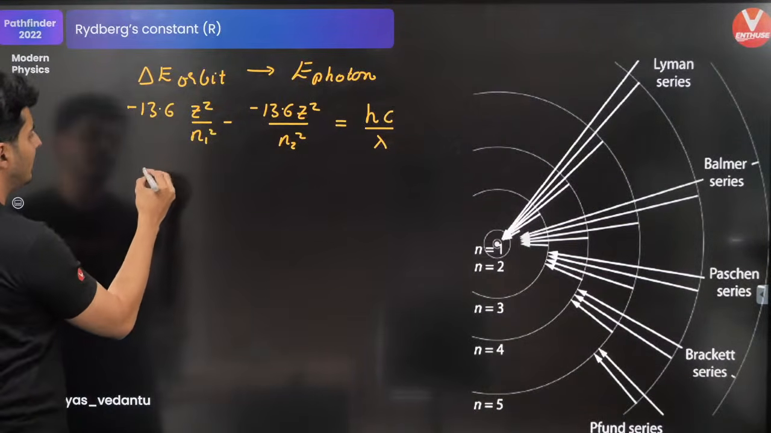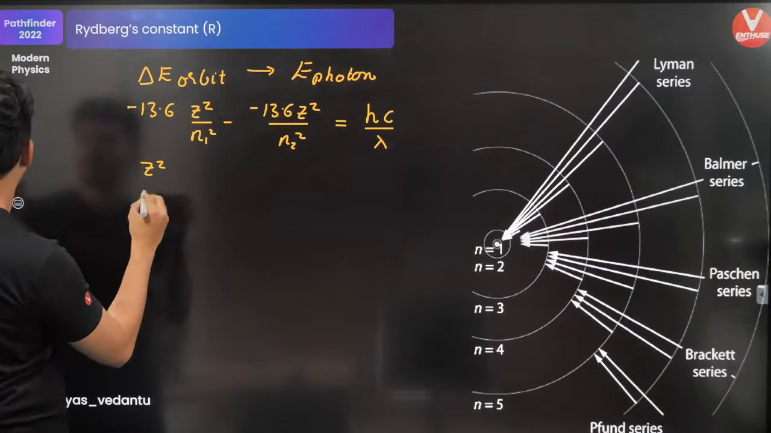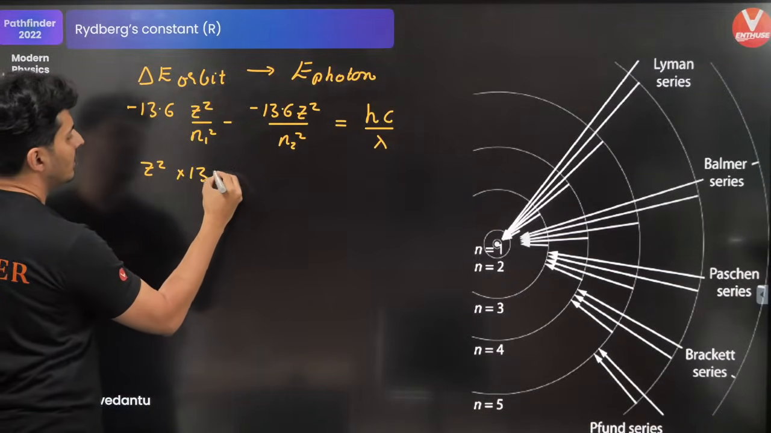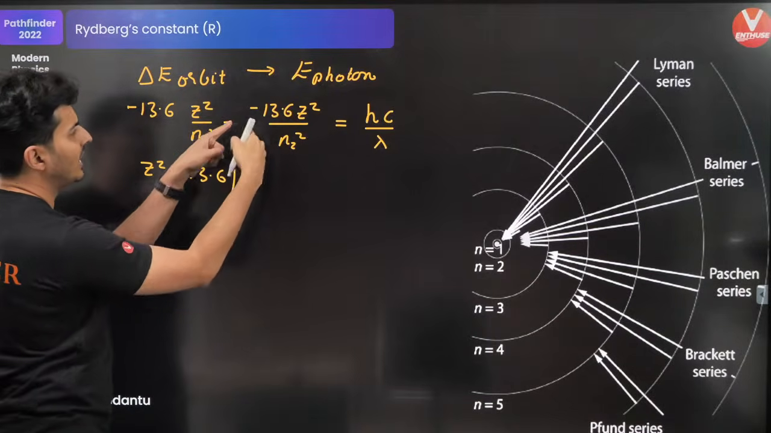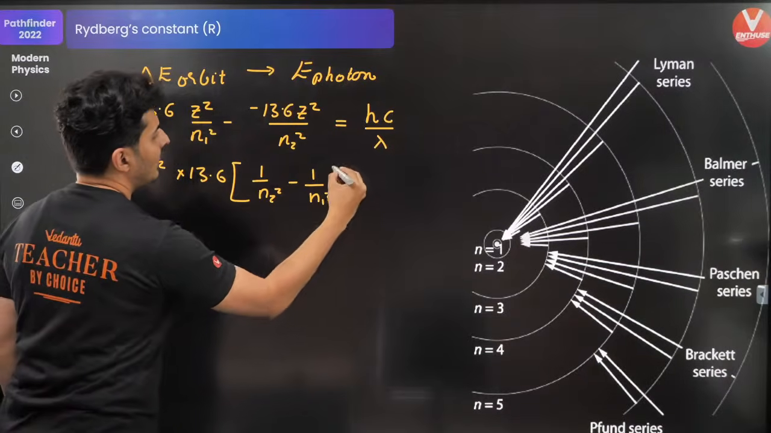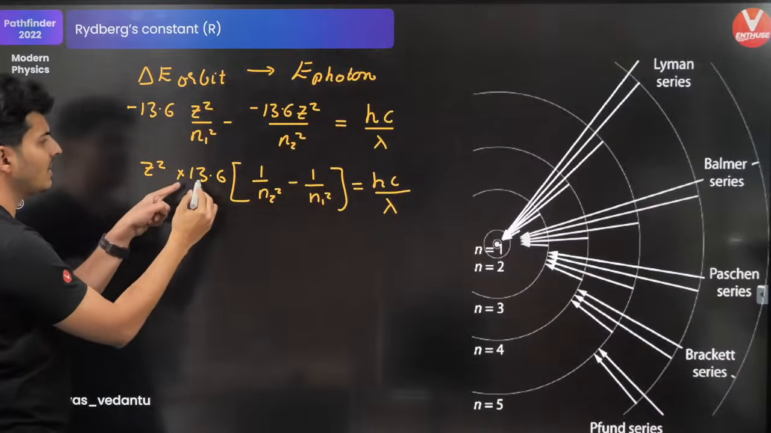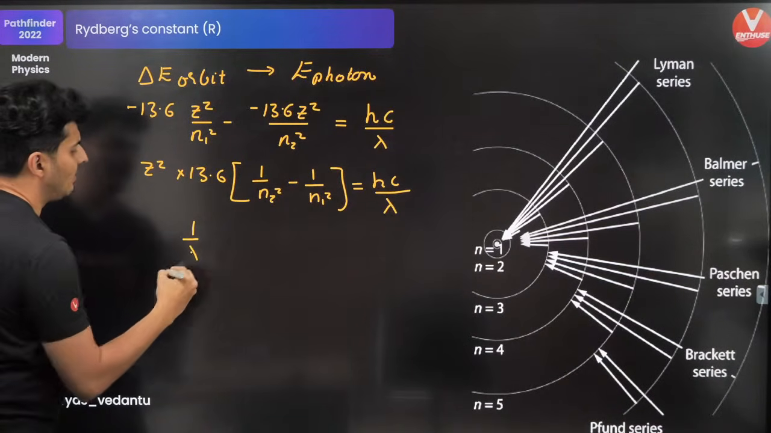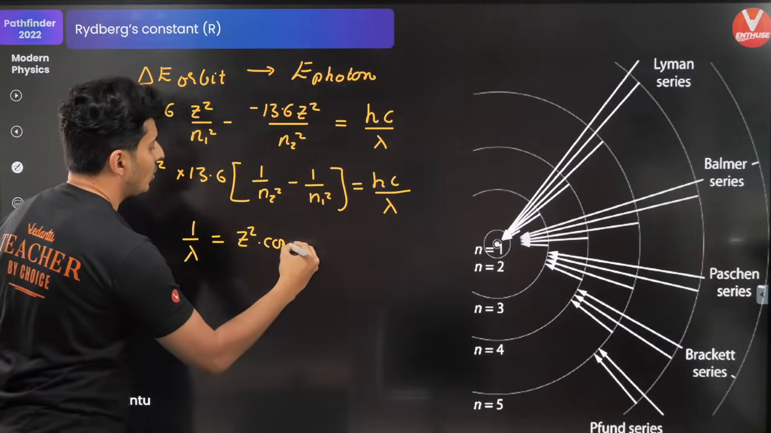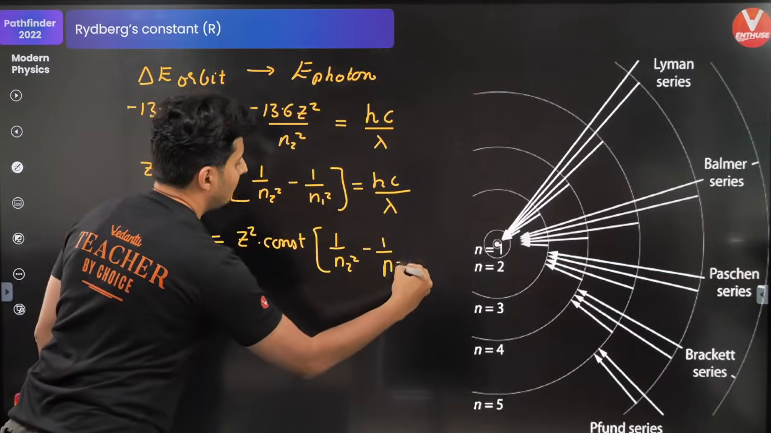Just play around with this a little bit. You will get Z square, and 13.6 is also common. Minus minus is plus, so you can write 1 by n2 square minus 1 by n1 square equal to hc by lambda. Take that hc below and you will get 1 by lambda equals Z square into a constant, into 1 by n2 square minus 1 by n1 square.